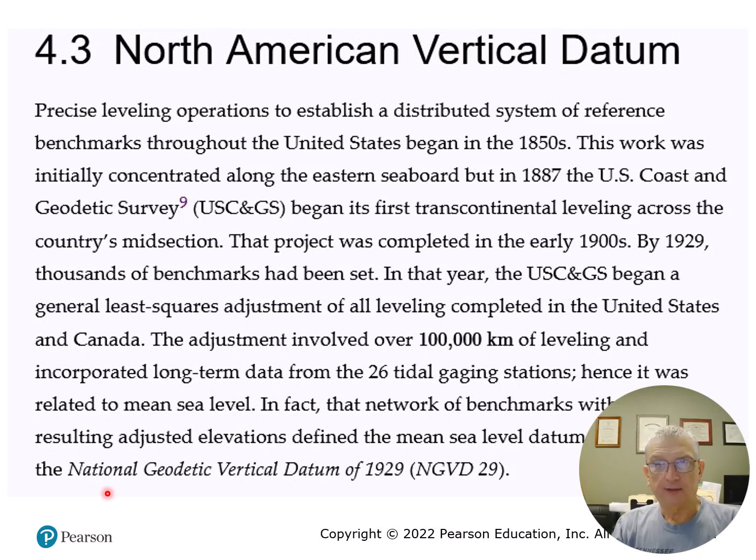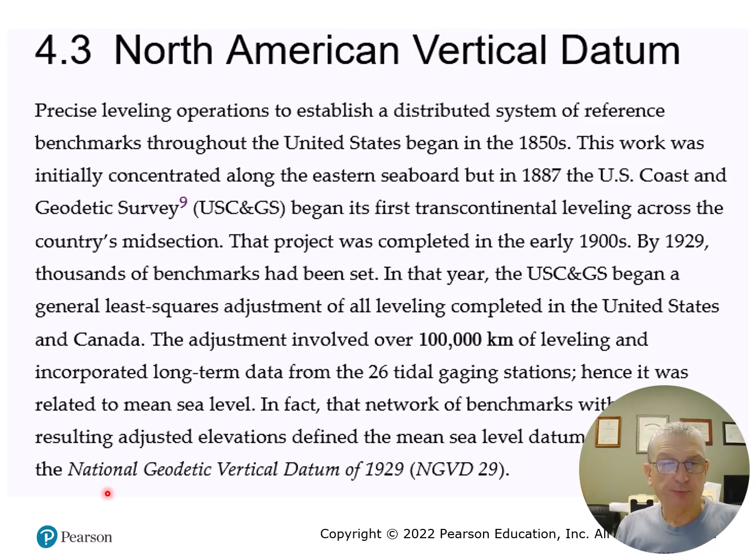And what they did was they had 26 gauging stations where the tide came and went, and they averaged tide and sea levels over many years and determined where they felt mean sea level was there. And so this big level network that they ran from coast to coast incorporated those 26 tidal gauging stations, and they basically took the average of those once they had run it.